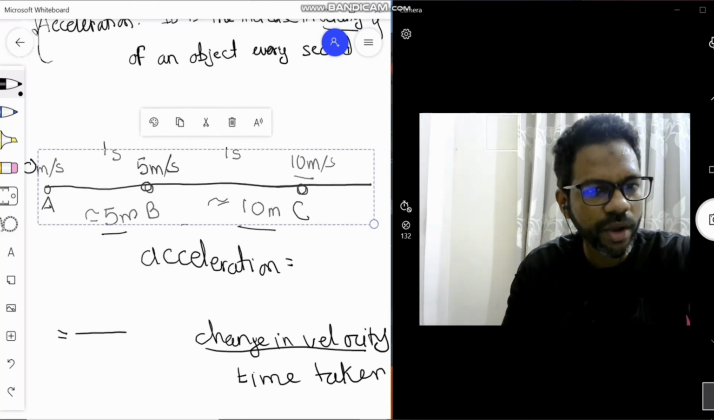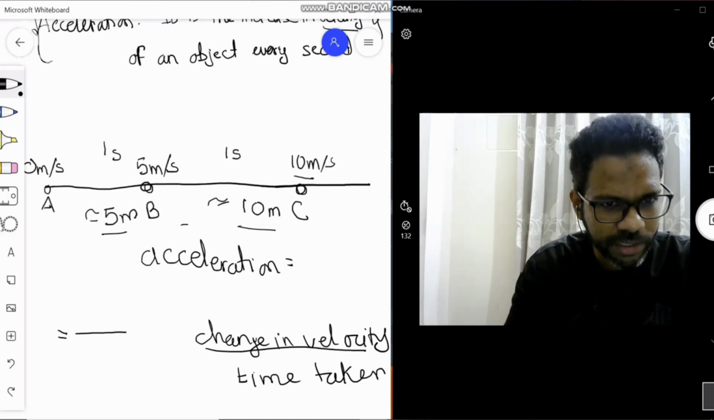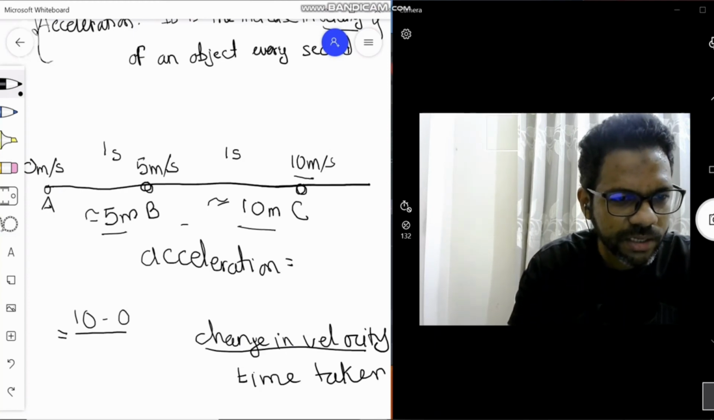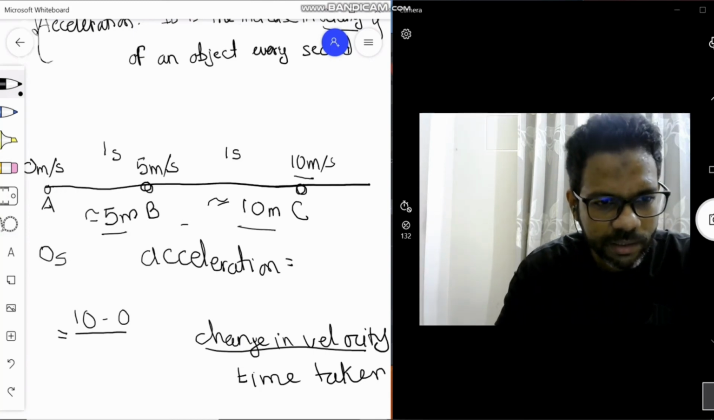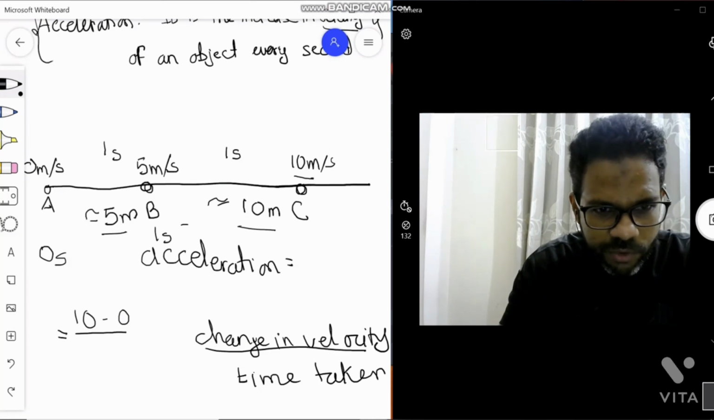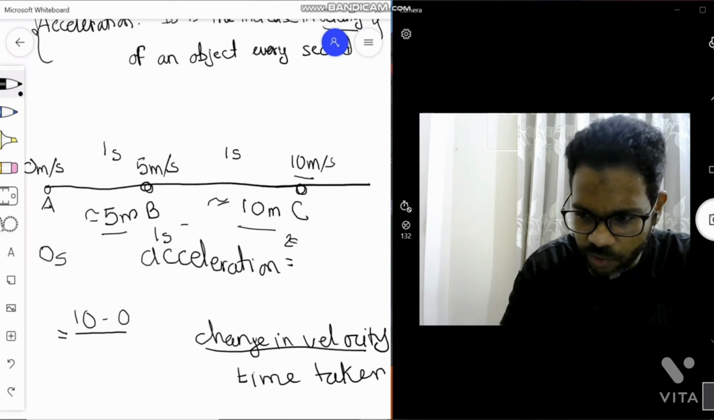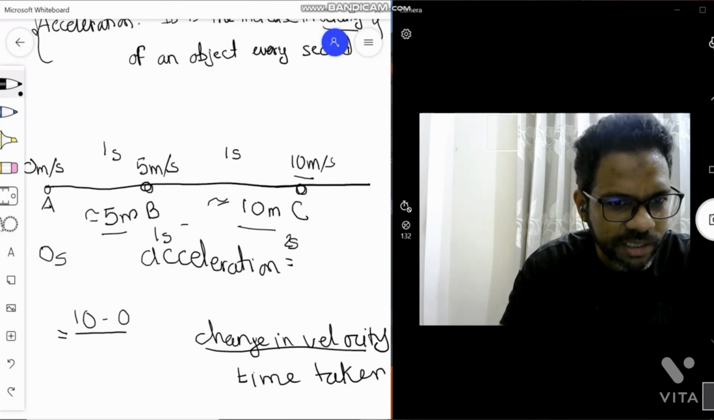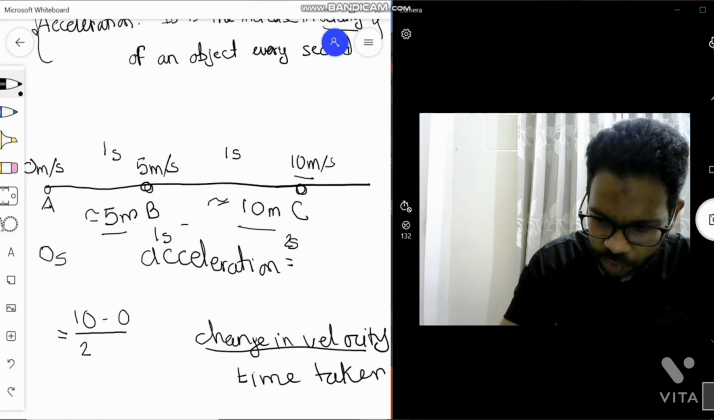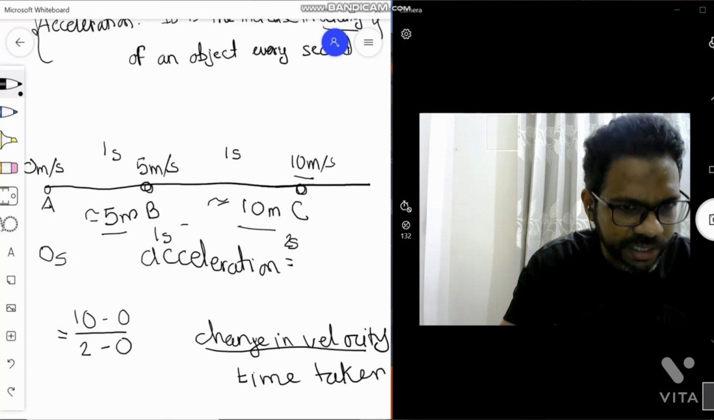It started from 0 and it ended up at 10, right? So the change in velocity is 10 minus 0. How much time did it take? It started from A, so let's say it started from 0 seconds. Then 1 second passed when it was at B. When it came to C, another 1 second passed, which is 2 seconds, right? So the total time taken from A to C is 2 minus 0. It started at 0 seconds, ended at 2 seconds.